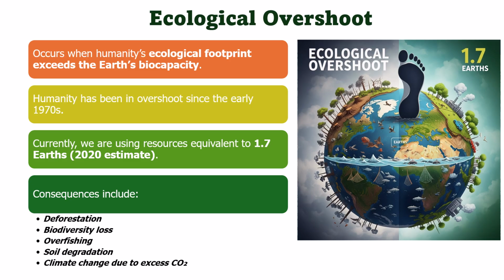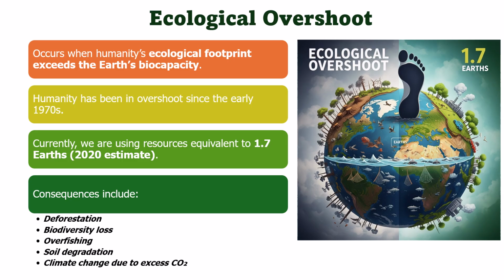On the other hand, ecological overshoot happens when humanity's ecological footprint is greater than Earth's capacity to regenerate resources and absorb waste, known as biocapacity. In simple terms, we are using nature faster than it can renew itself. Since the early 1970s, humanity has been in a state of overshoot. According to recent estimates, by 2020 we were consuming resources equivalent to 1.7 Earths, which means it could take almost two planets to sustain our current demand.